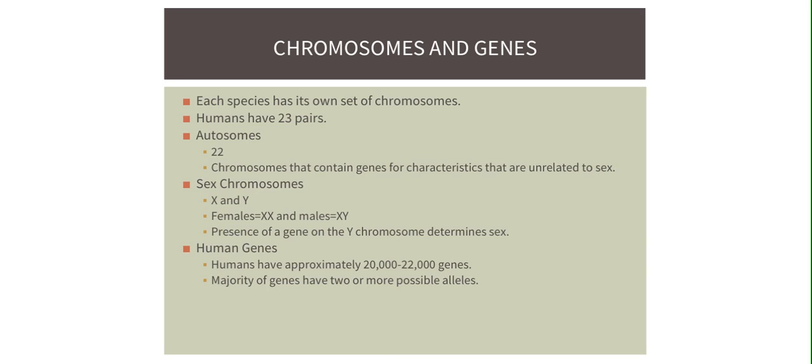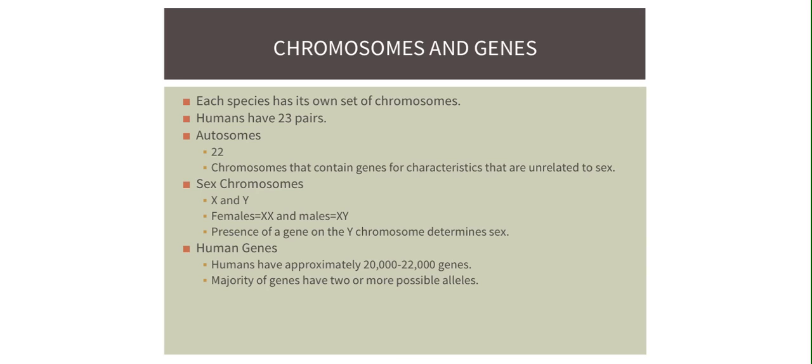In contrast to autosomes, we have what's known as sex chromosomes. This is the last set of human chromosomes, and it's made up of either an X and a Y chromosome or an XX. There's no such thing as a Y by itself. There can be such a thing as an O, or X by itself, and we'll talk about those disorders later on. So females have 2 X chromosomes and males have 1 X and 1 Y chromosome.